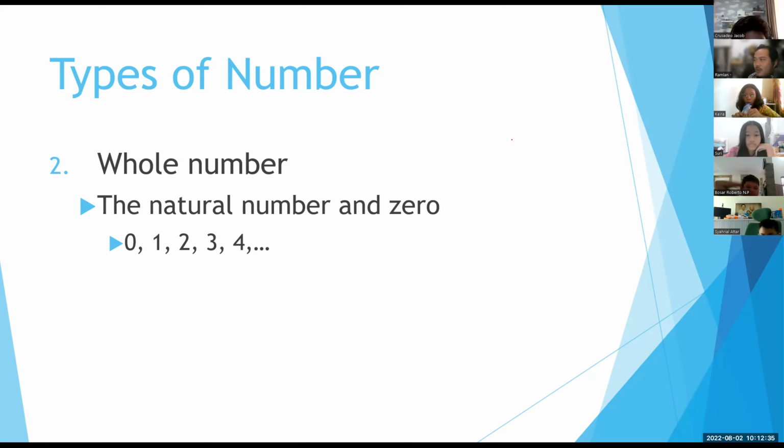The next one is what we call a whole number. Kalau whole number bahasa Indonesia-nya apa guys? I think I know this one. It's bilangan bulat, if I'm not mistaken. Yes, it is bilangan bulat. I'm gonna write it down over here. Maaf ya, tulisan saya tidak bagus, tapi kebacakan. Okay, bilangan bulat ya guys.